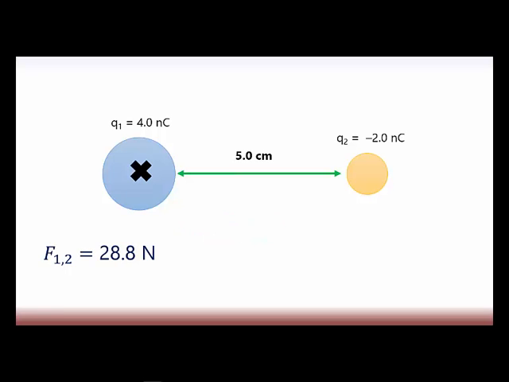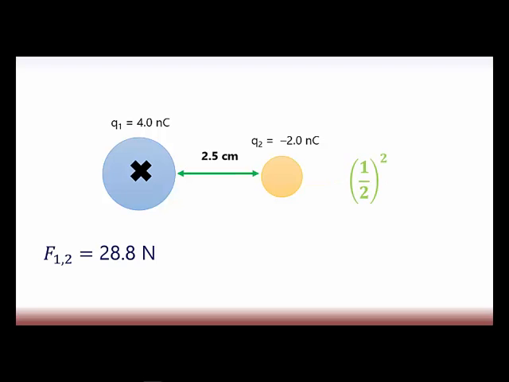So the force of charge 1 on charge 2 is 28.8 newtons. And because I can look at the signs and see that one is positive and one is negative, I can give you the direction of the force vector as moving towards the left, since it would be an attractive force.